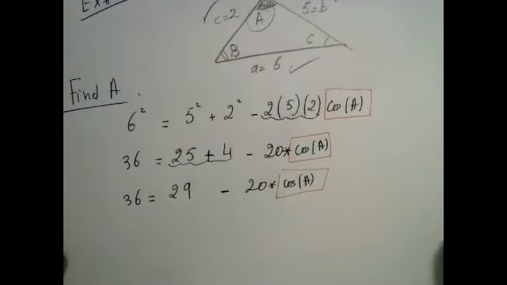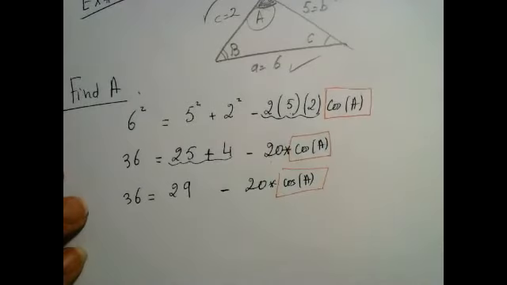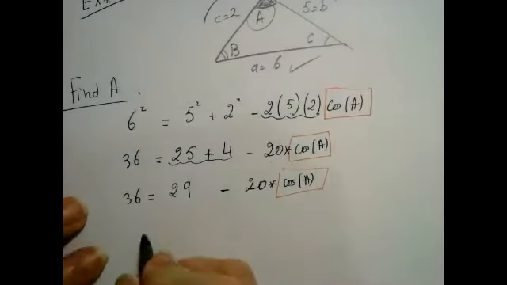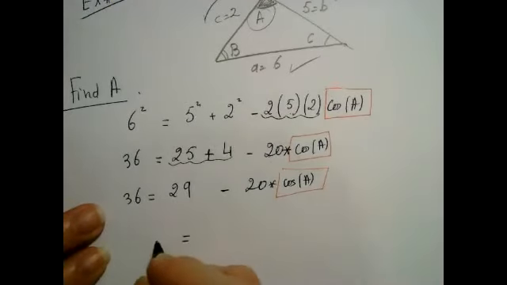Very good. Now what do you do? Please keep going. So we would subtract 29, right? Right, subtract 29. So what will that give me? You will get 7 equal negative 20 cosine A. No, I don't get 7. Yeah, sorry, my apology.